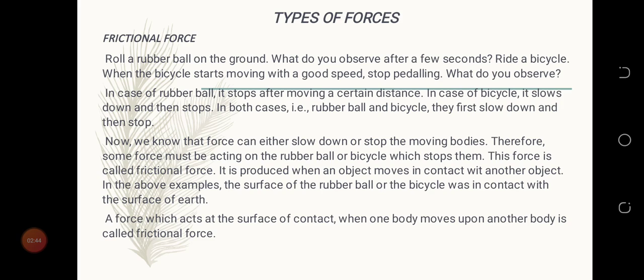It is produced when an object moves in contact with another object. In the above examples, the surface of the rubber ball or bicycle was in contact with the surface of the Earth. The force which acts at the surface of contact when one body moves upon another body is called frictional force. So frictional force helps things to stop.